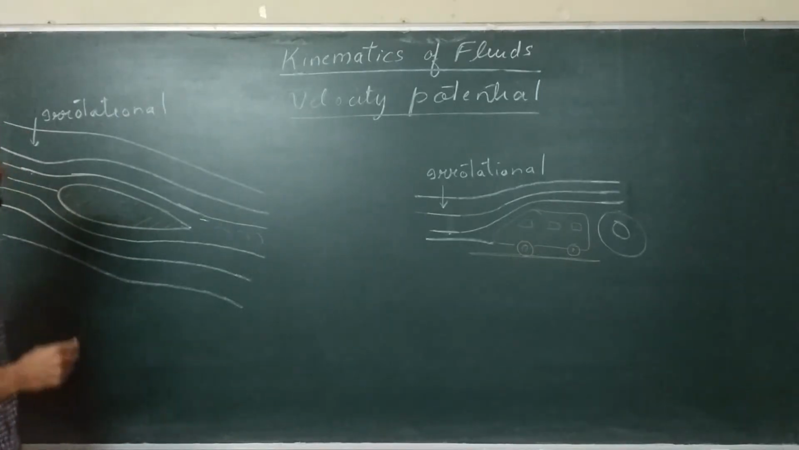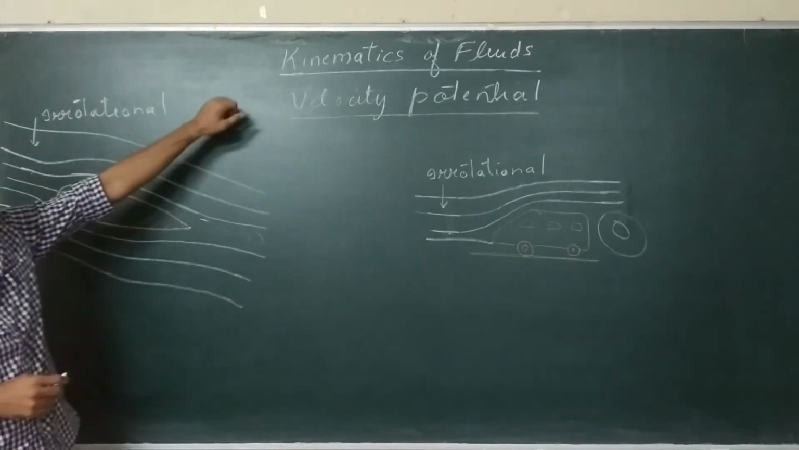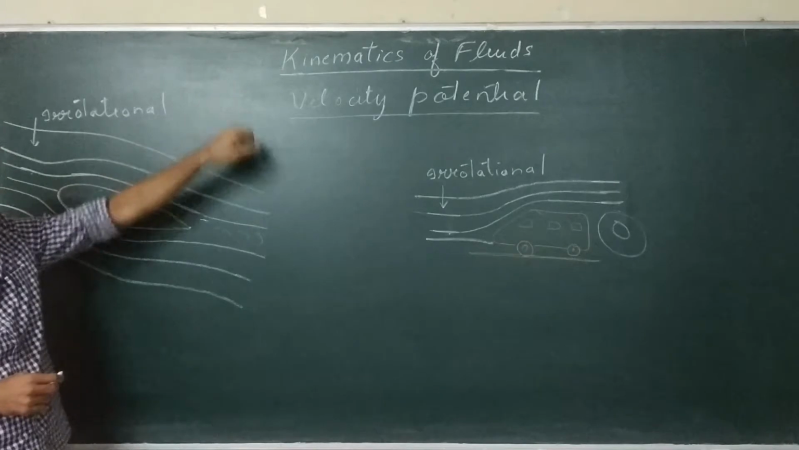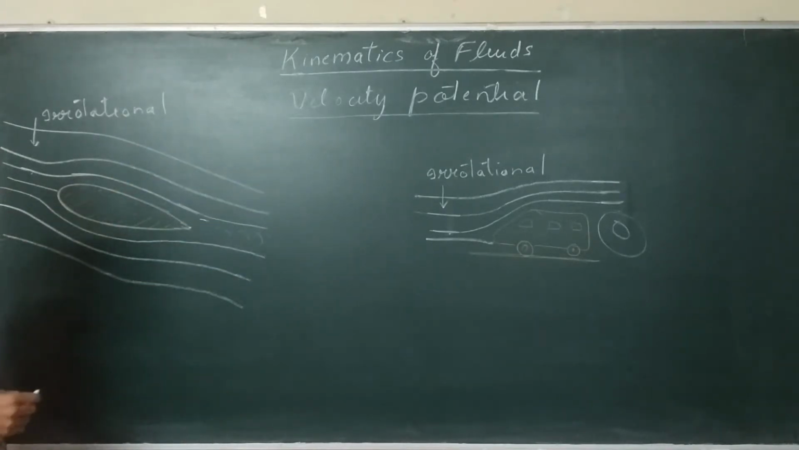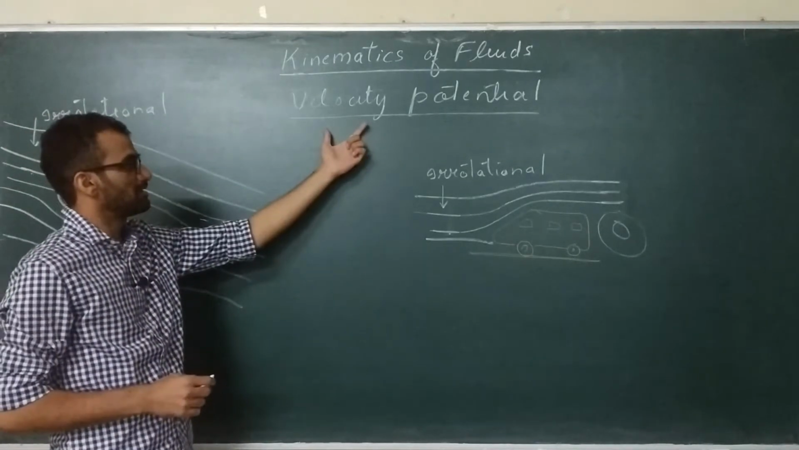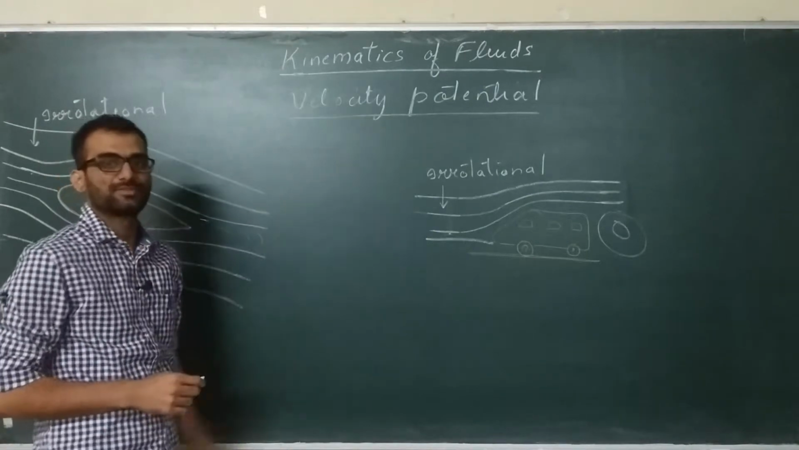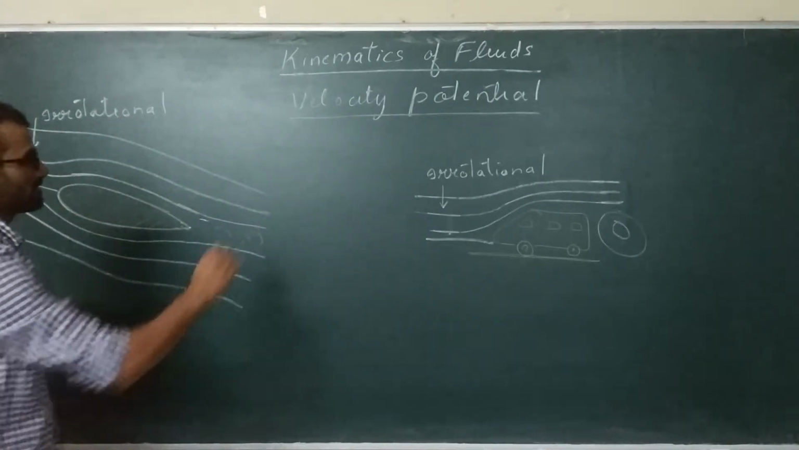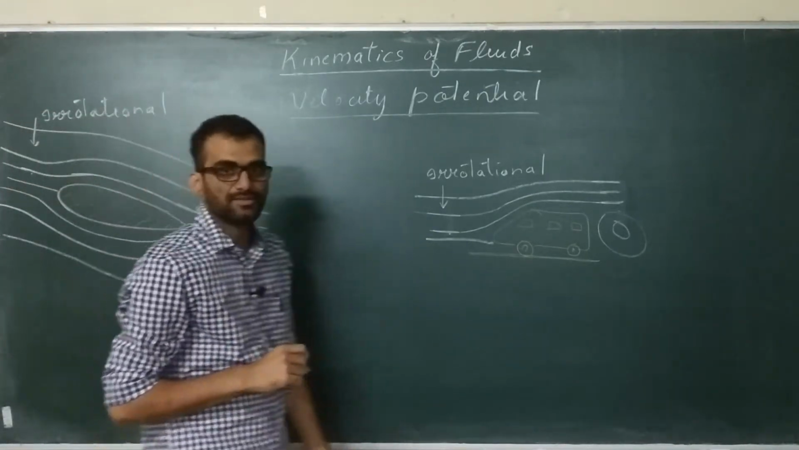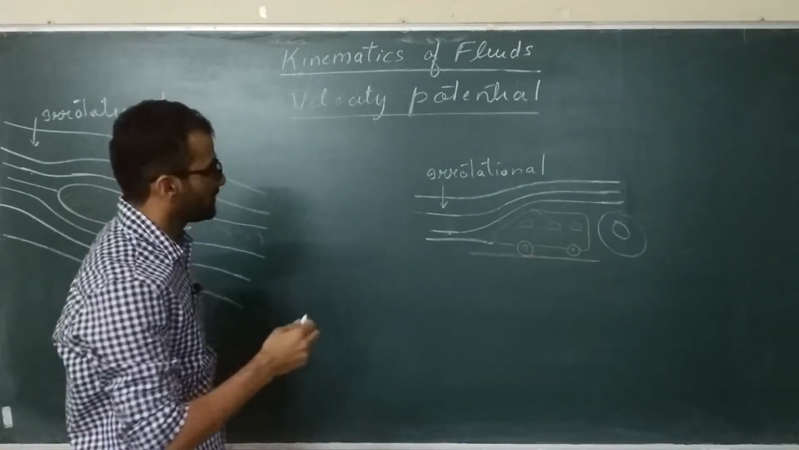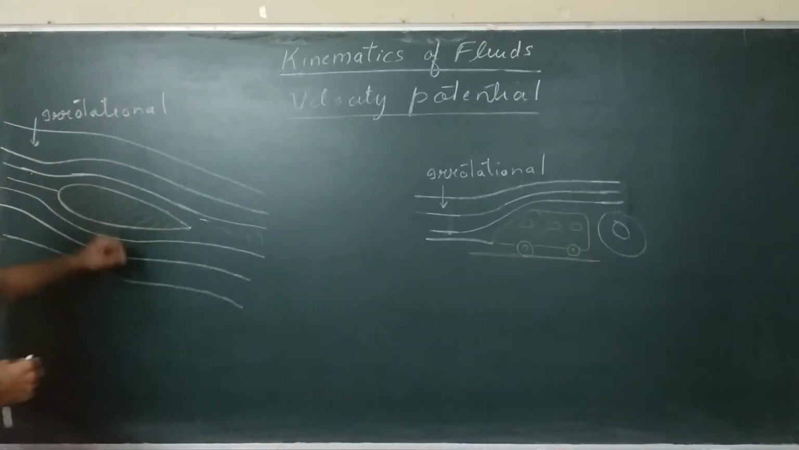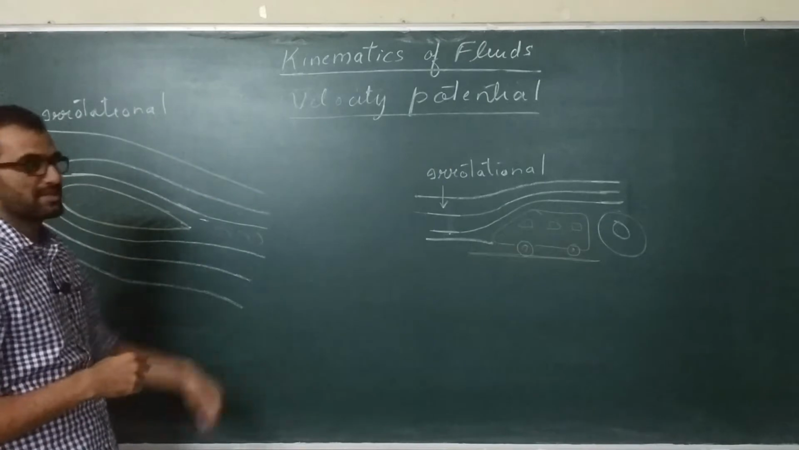Hello everyone. Last time we discussed stream functions and streamlines. Today we are going to talk about another concept, that is the velocity potential. The velocity potential concept is only defined for an irrotational flow. So first we'll discuss the irrotational flow and its significance.